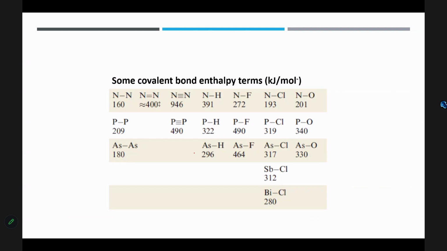Okay, so like this here also we have to look. Now I won't look at all of them, only the important ones which are relevant to this course, right? Now look at that. You can see the nitrogen single bond is 160 kilojoule per mole. The nitrogen double bond is around 400. But once you come to the nitrogen triple bond, you should remember this figure, 946 kilojoule per mole. Very stable compound. To break dinitrogen, you need a lot of energy.